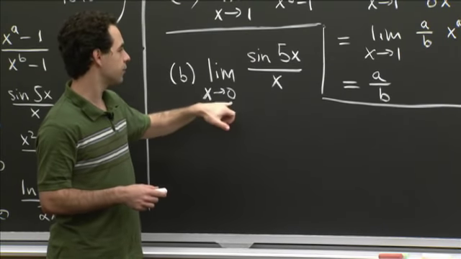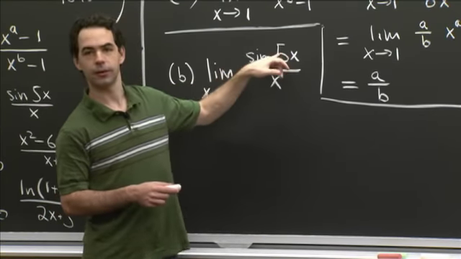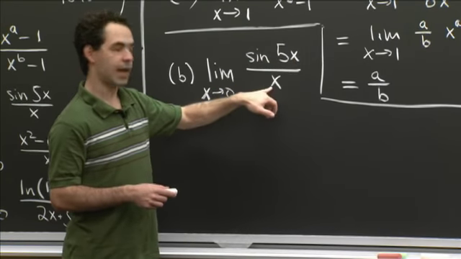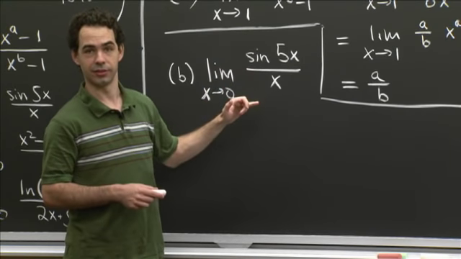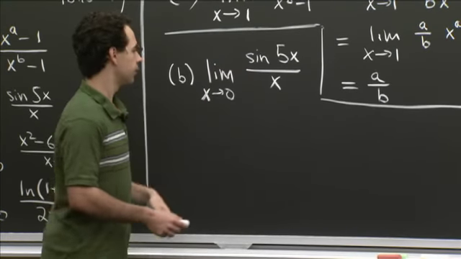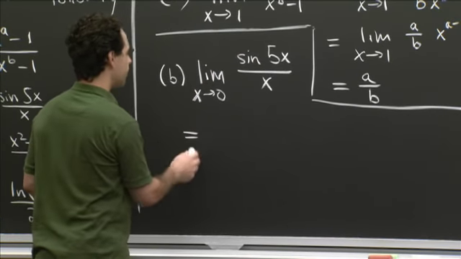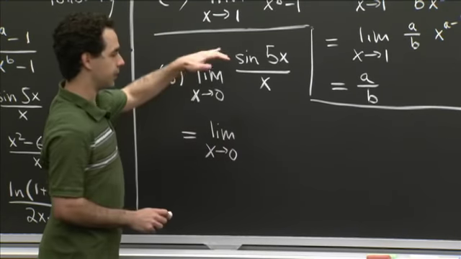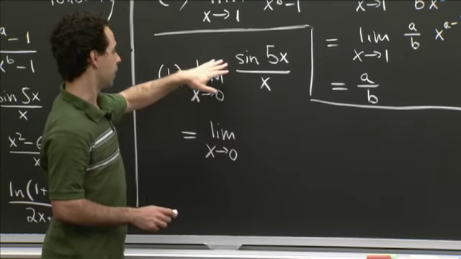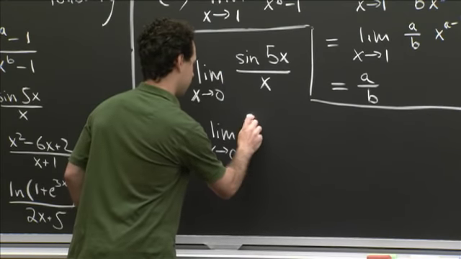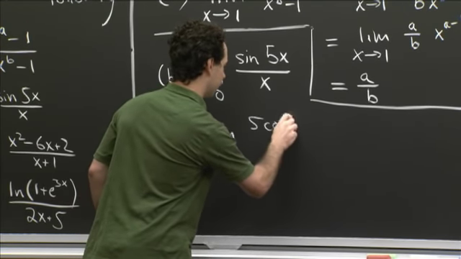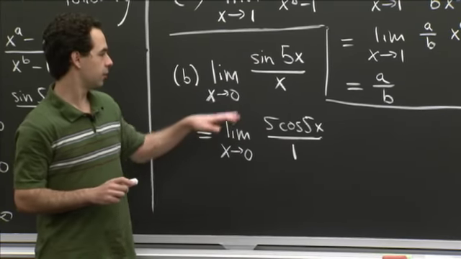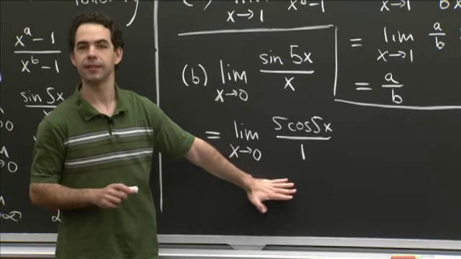Well, we check, and as x goes to 0, 5x goes to 0, so sine of 5x goes to 0, and x goes to 0, so this is another 0 over 0 form, so we can apply L'Hopital's rule. L'Hopital's rule says that this is equal to the limit as x goes to 0 of the derivative of the top divided by the derivative of the bottom. The derivative of the top is 5 cosine 5x, and the derivative of the bottom is 1. So the limit here is equal to the limit there, provided this limit exists.